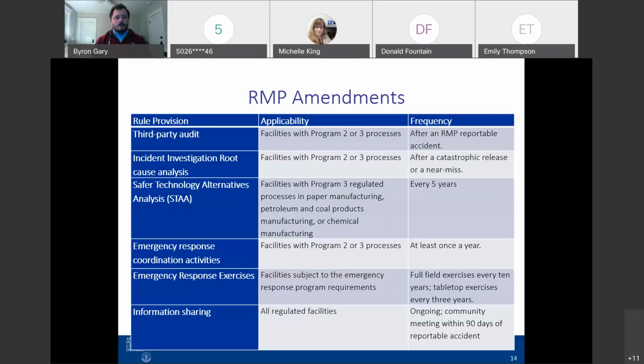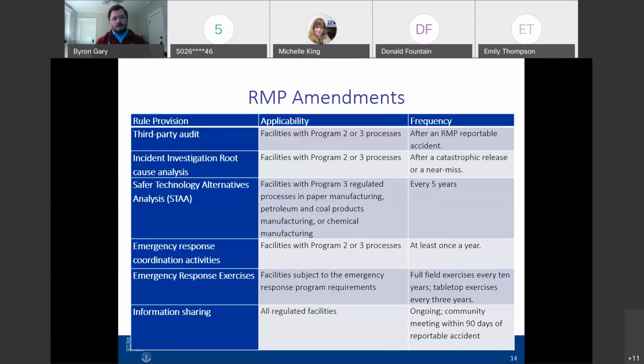The first two, the third party audit and incident investigation cause analysis, covered facilities with program two or program three processes. So program one basically are the facilities, but DJ, correct me if I'm overgeneralizing, program one facilities are generally the ones that do not have offsite consequences in the event of an accident. So that hazard analysis shows that they are the least risk.